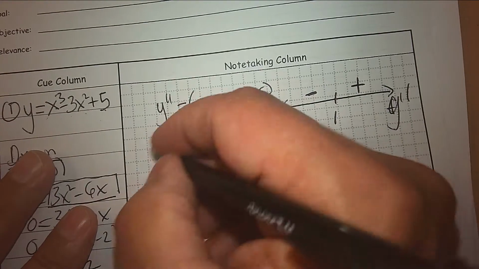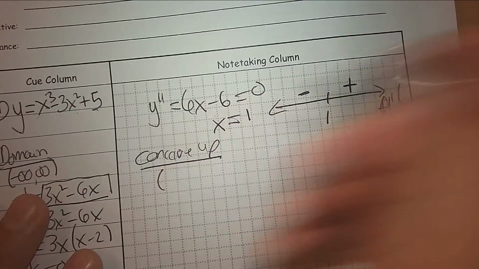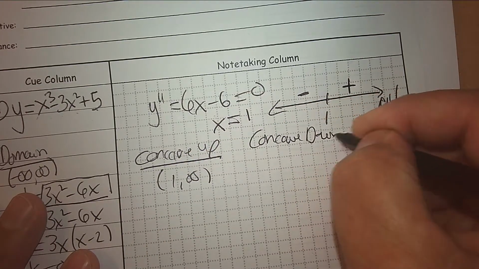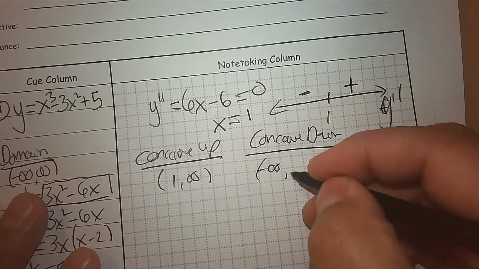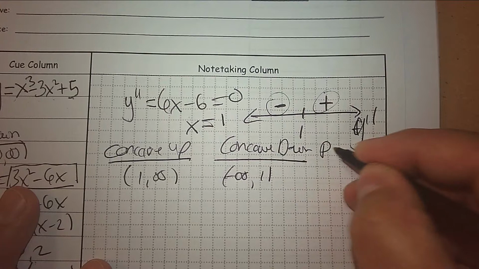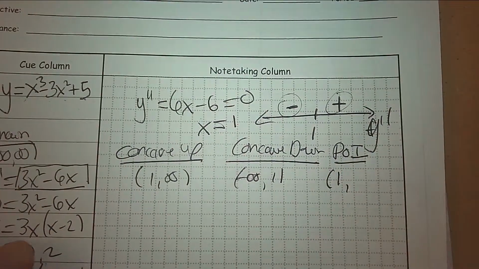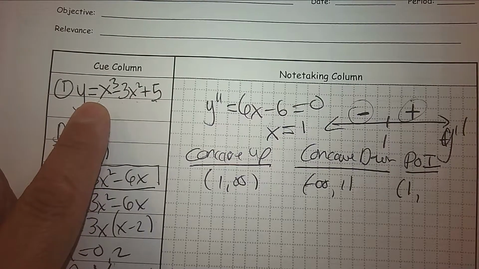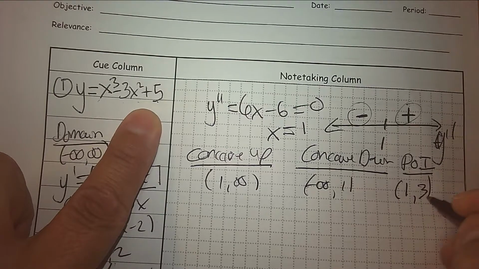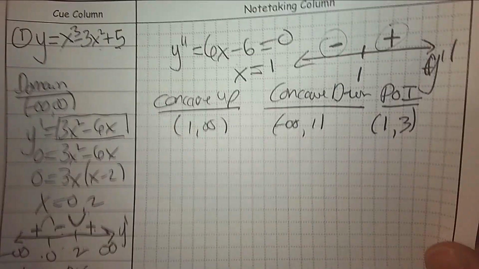So where is it concave up? From 1 to infinity. Where is it concave down? From negative infinity to 1. And do you see a sign change? So that means we have a point of inflection. At what number did it change concavity? 1. When I plug 1 into here, 1 take away 3 plus 5, that's 3, right? So we have a point of inflection at 3.